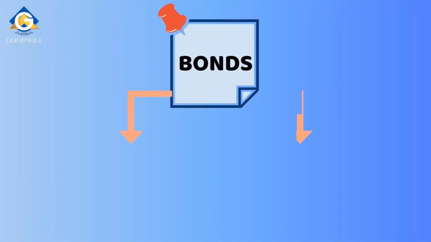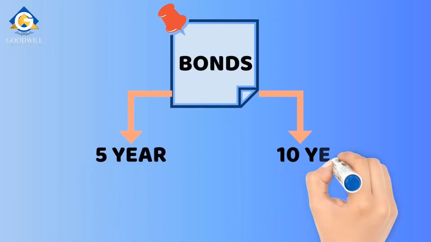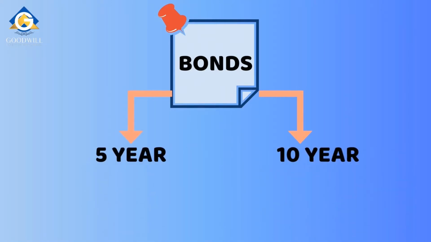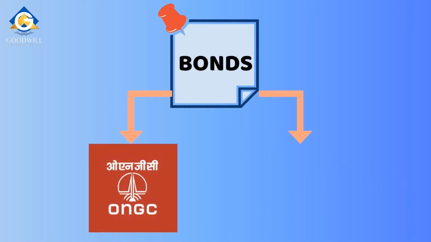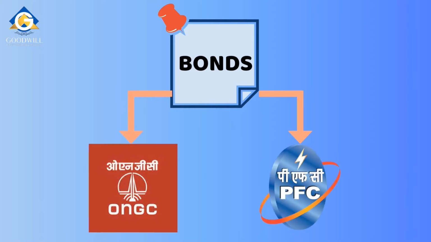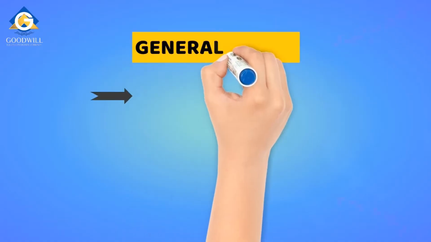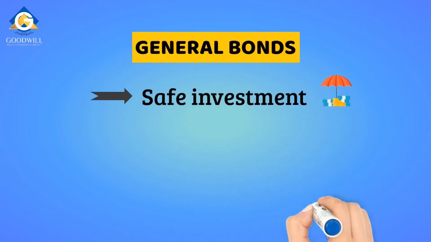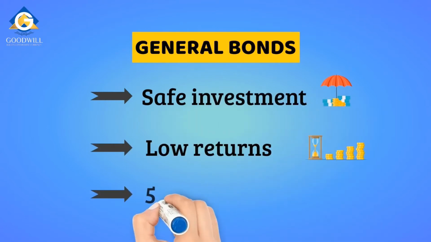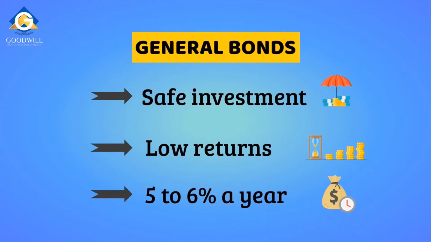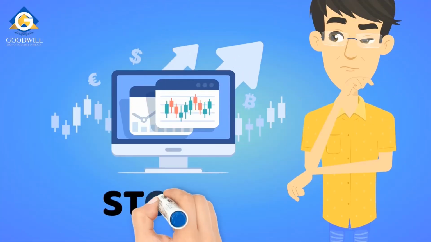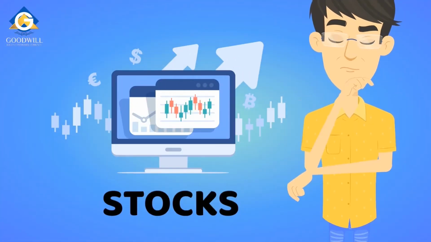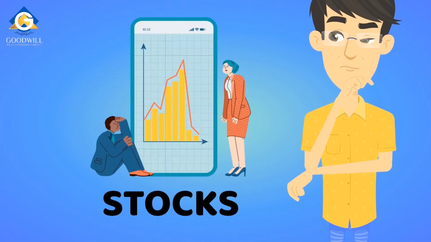There are 5-year and 10-year government bonds, bonds issued by government-owned enterprises like ONGC and PFC, and bonds issued by corporates also. In general, bonds are considered safest, though this comes with a cost. They have the lowest investment returns, maybe around 5% per annum. Finally, we have stocks, which can be a perfect solution for Rahul, but still this comes with a cost too.